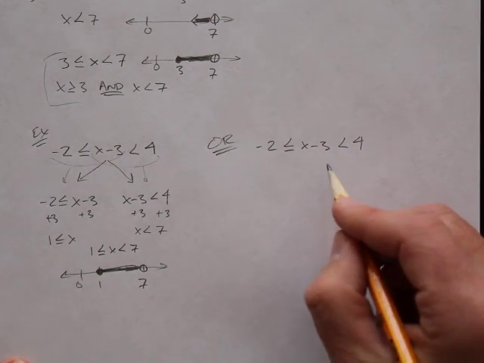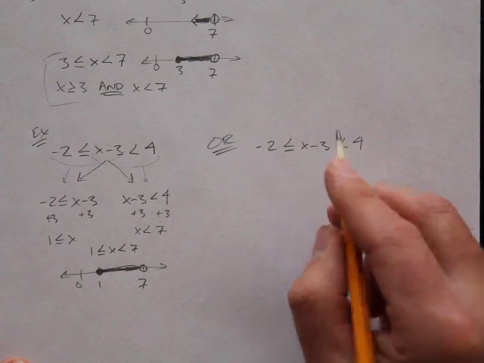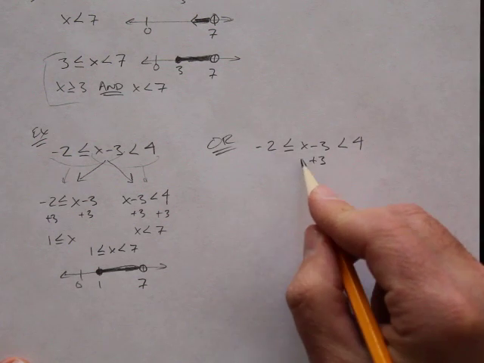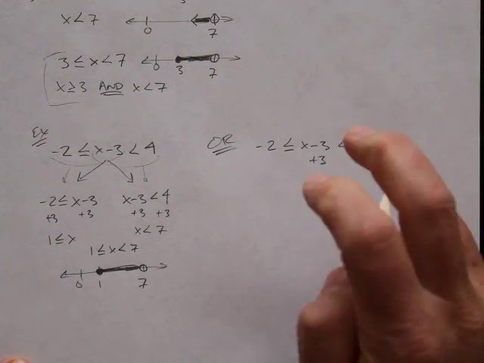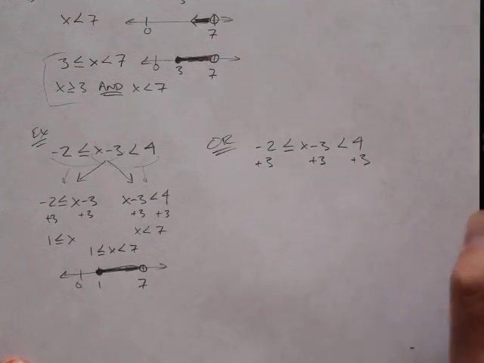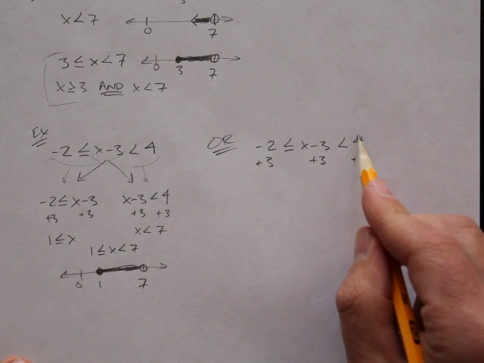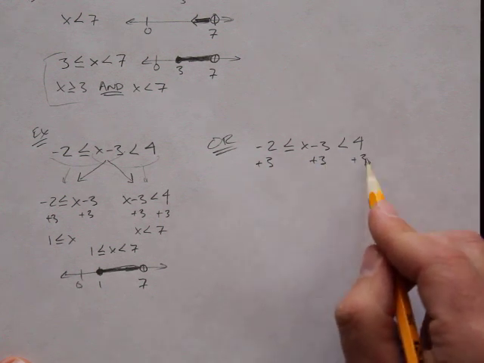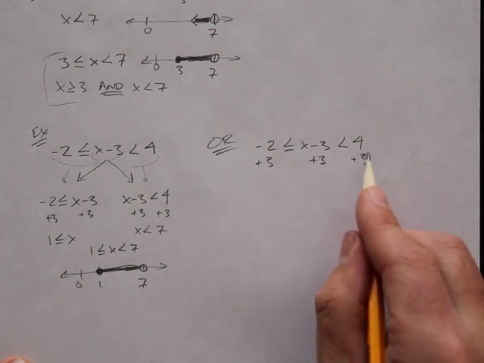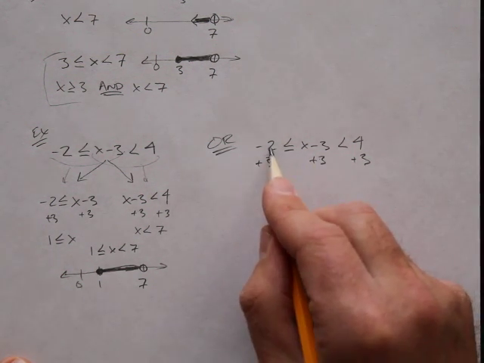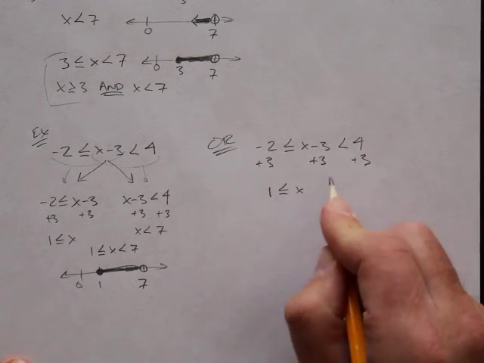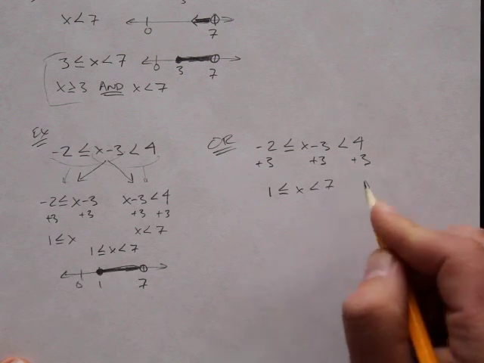Now, for this one, I see that x minus 3 is here in the middle. I want to add 3 to make x by itself. And what I do to one side, I have to do to the other sides. So I need to add 3 to here, and I need to add 3 to here. To each expression, I need to add 3. So whatever I do to one expression, I need to do to the other ones. So -2 plus 3 is 1, less than or equal to x, and that would be 7.